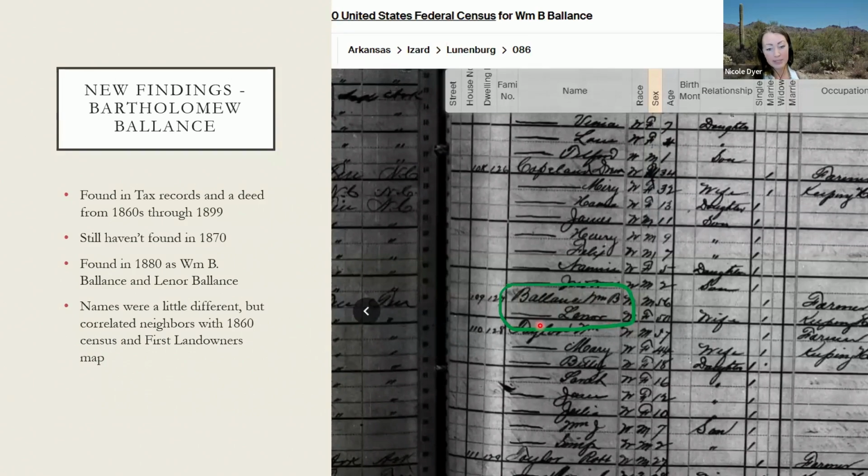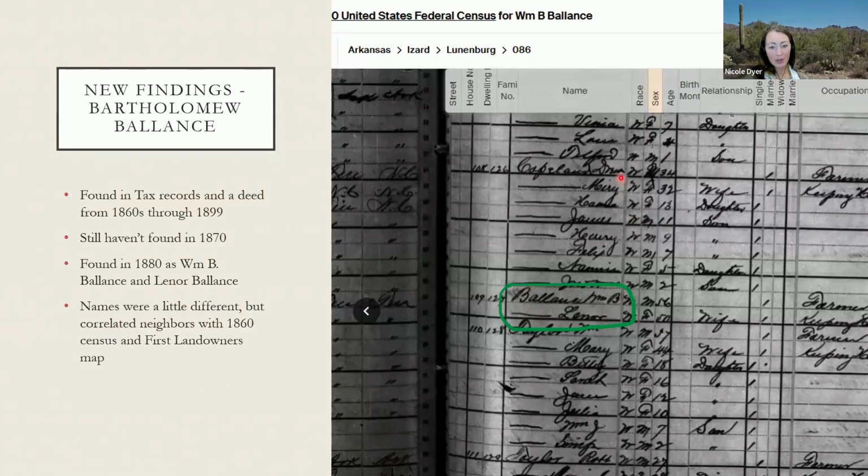There were no other Ballances at all. They didn't have any children, as far as I can see. And there were no other Ballances on the tax records or anywhere else in the census records in Izard County, starting in 1850 all the way to 1900. There was just no one else with Ballance as the last name. So I think this has to be them after correlating it with the tax records I found.